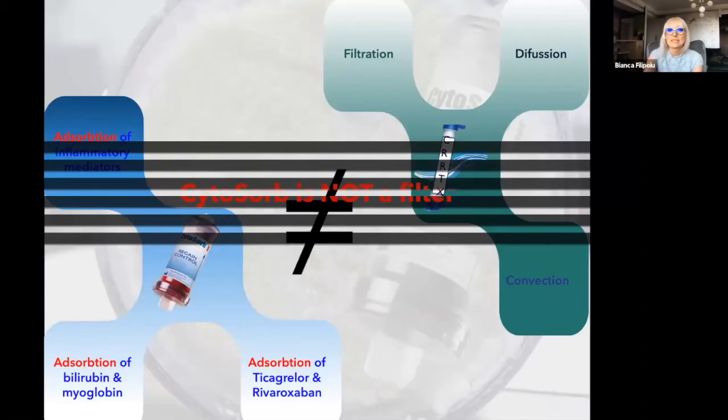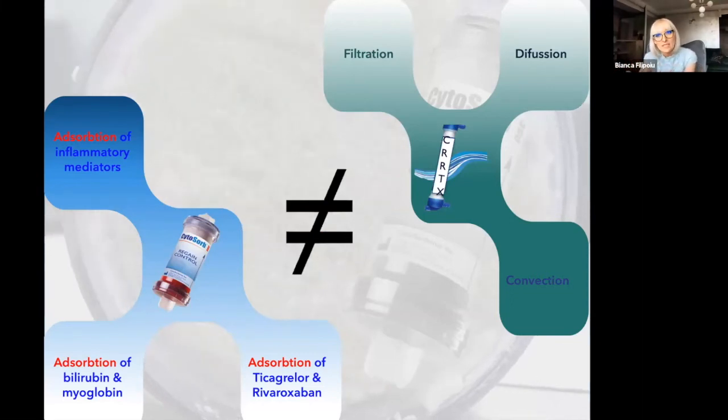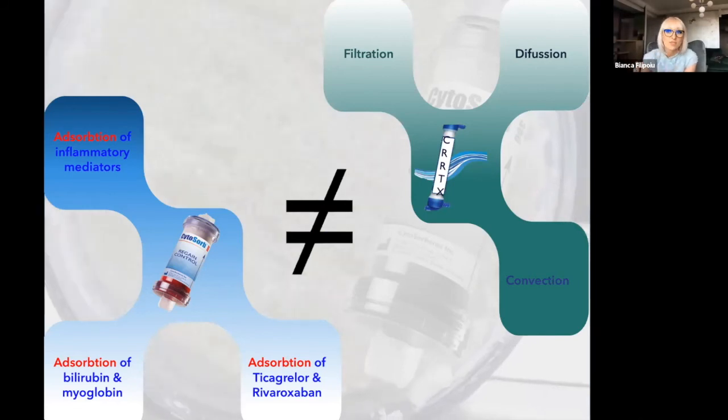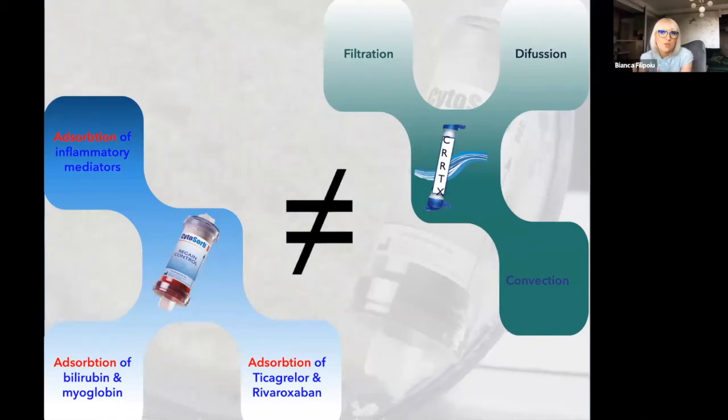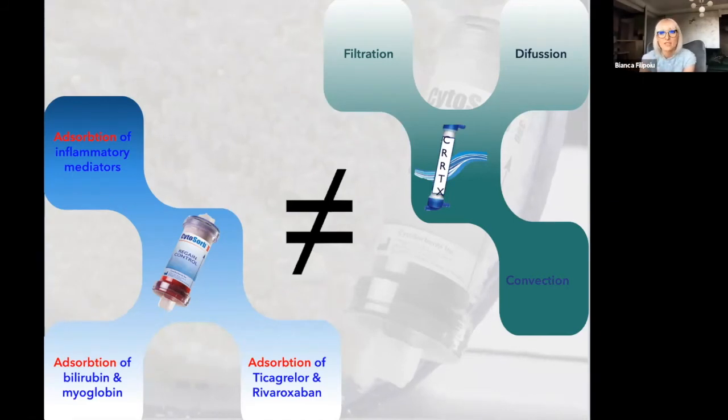So first of all, Cytosorb is not a filter. That's a very important thing. Normally we have filters in the ICU. We are used to using filters, dialysis filters, hemofiltration, and we are doing with those filters filtration, diffusion, or convection, or a combination of those processes, for sustaining kidney function, for treating acute or chronic kidney failure. What Cytosorb is, it's an adsorber.